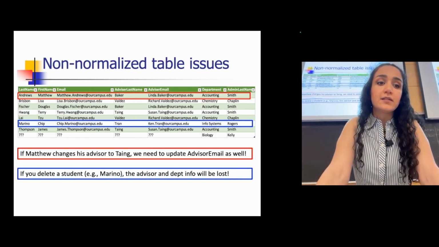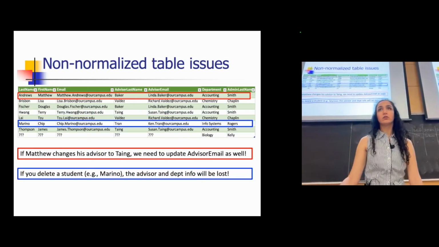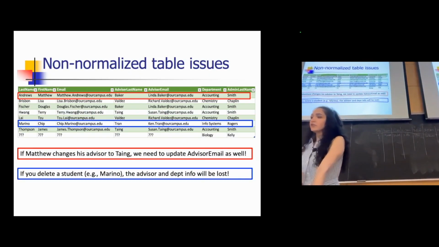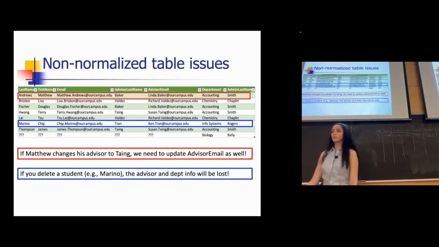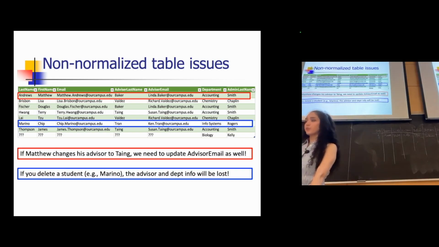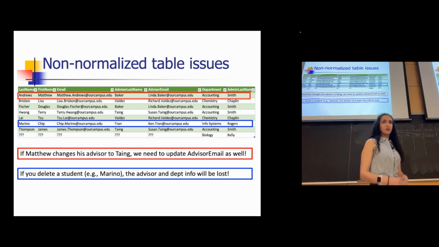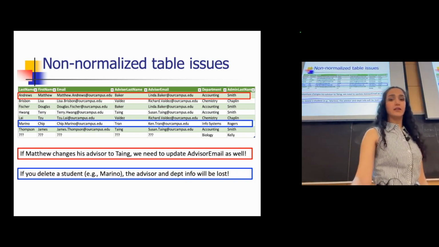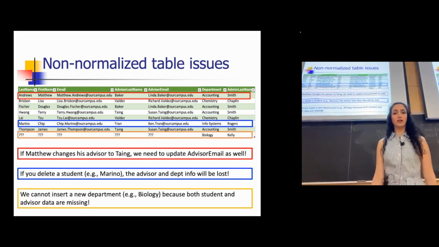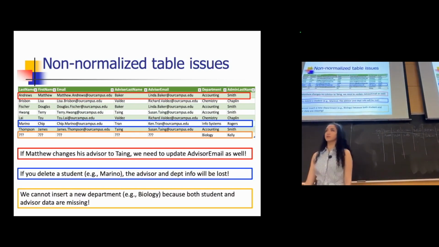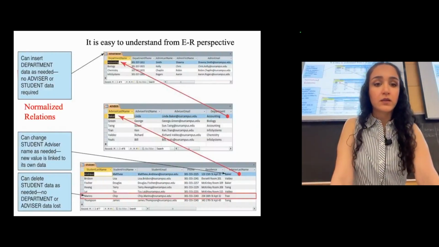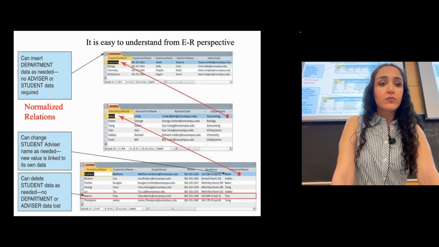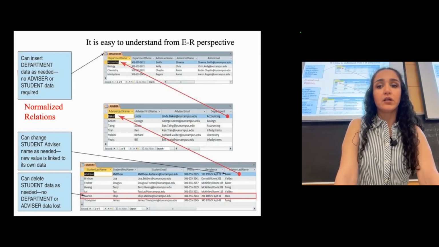And what if you delete a student, like, for example, Marino, right? If you delete this student, what happens? The other data will be lost. Yeah, you have this here. The advisor and department information will be lost. And what if you insert a new department for which we still do not have any information, right? We cannot insert a new department, for example, biology, because both the student and advisor data are missing. And this is just another example.